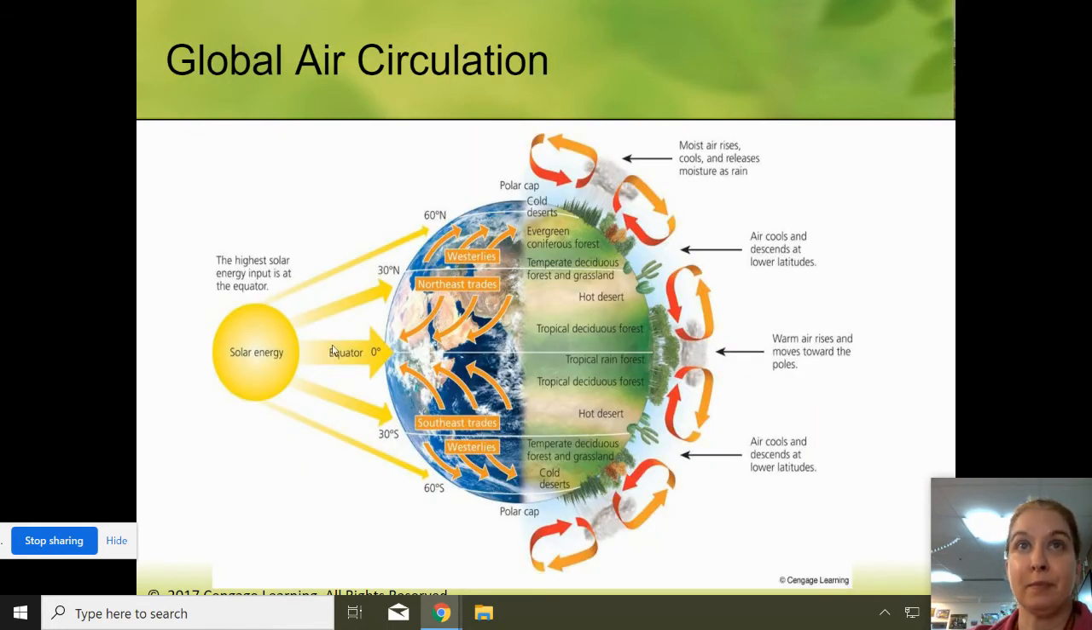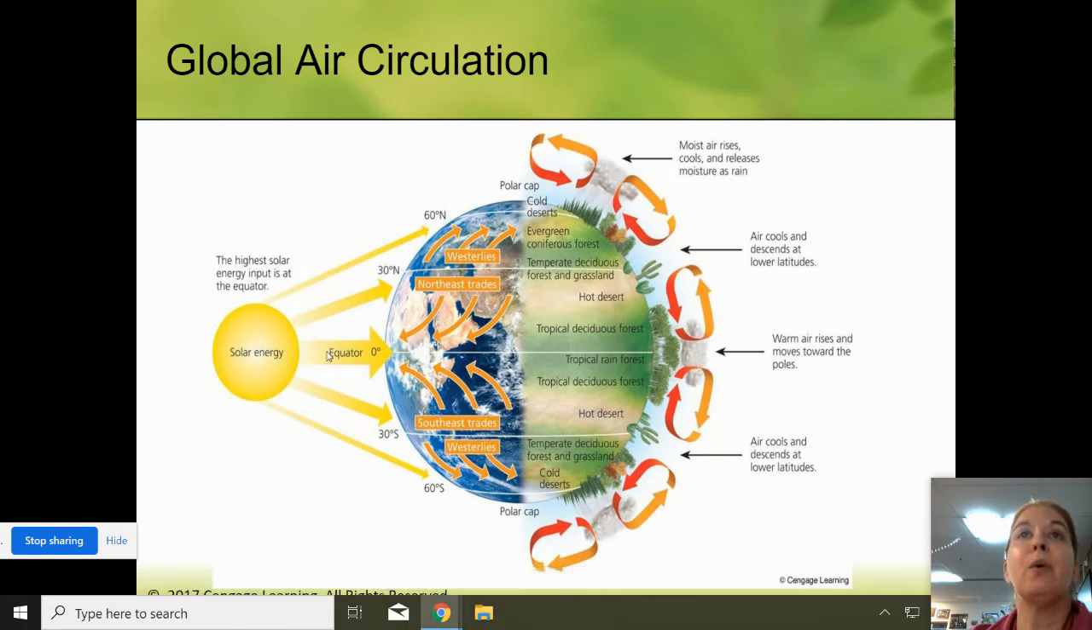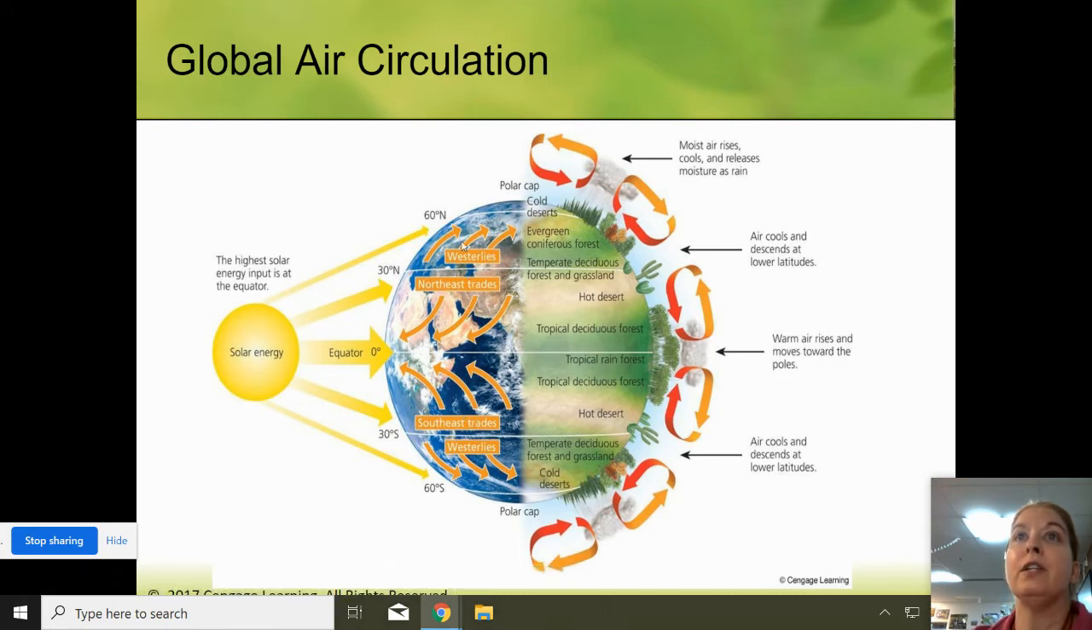So you have the sun, it's going to hit the Earth at different energy forces. So the equator gets the full force of the sun, and the poles are going to get a weaker version of the sun because it's not hitting it directly. It's kind of off to the side. So you have your northeast trades and your southeast trades. You have your westerlies happening. So here at the equator, it's the hottest.